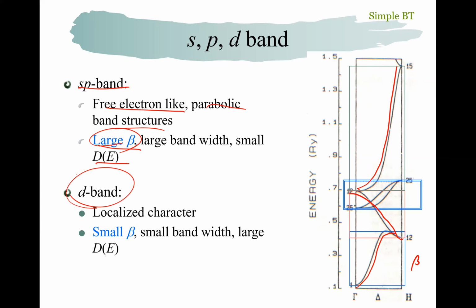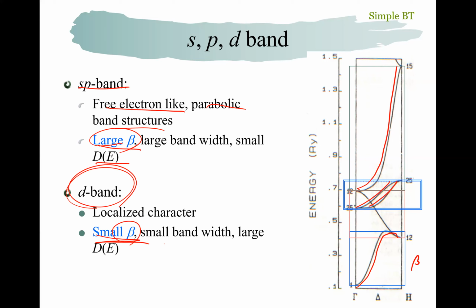But especially in the D band, beta is usually very small, which means the hopping is small and the electron is localized. Okay. And usually they have a large density of state because they exist in a very narrow level of the energy.